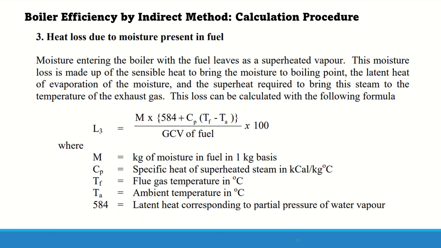L3 equals M times 584 plus Cp times (TF minus TA), divided by GCV, where Cp is the specific heat of superheated vapor, and M stands for the percentage of moisture available in the fuel per kg basis, and TF is the flue gas temperature and TA is the ambient temperature. GCV is nothing but the gross calorific value of the fuel. Okay.